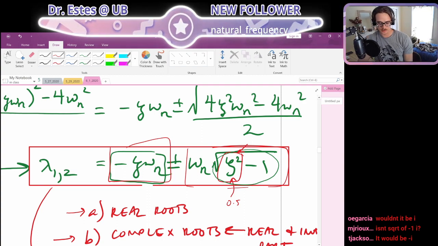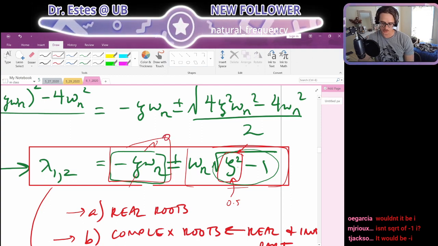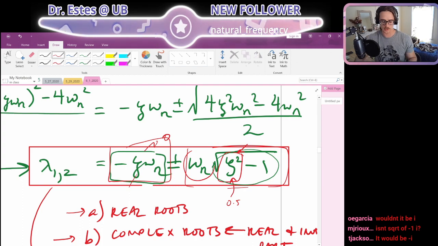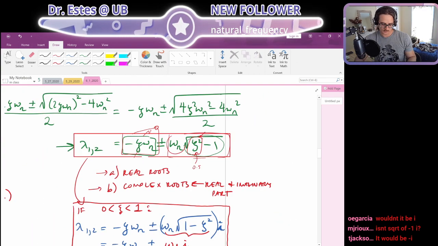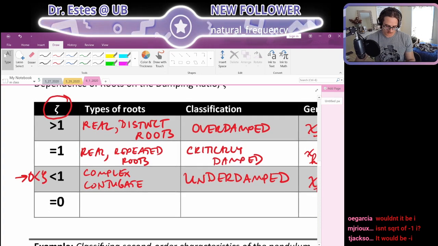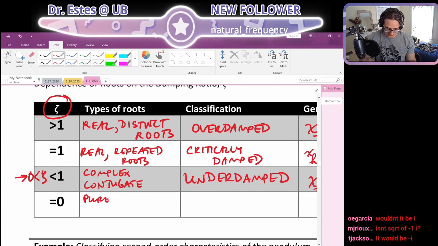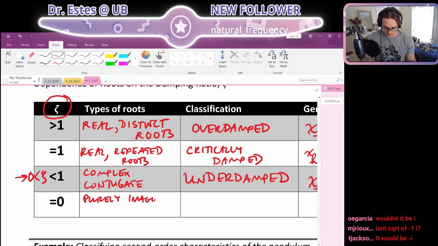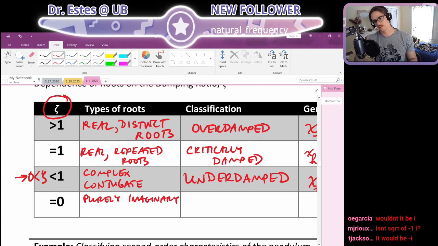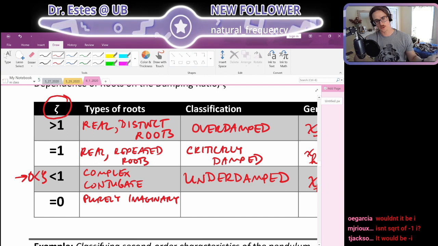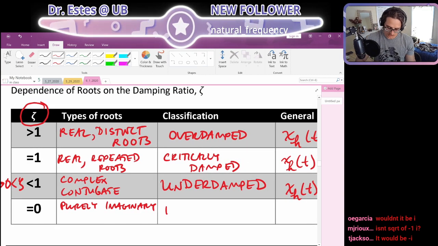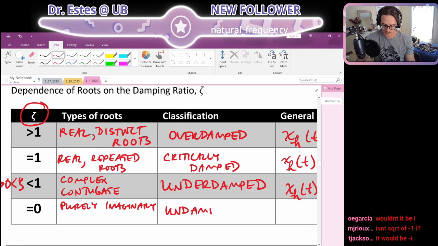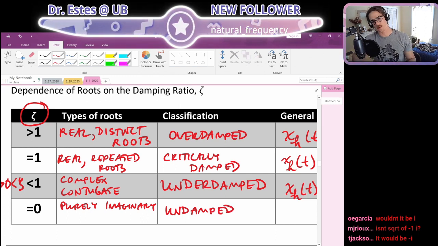Okay, if we set zeta equal to 0, the real part goes to 0, but the imaginary part is just equal to omega n times I, because this term remains. So in this case, you get purely imaginary roots. So there's no real part at all. This is called undamped because there's no damping whatsoever.